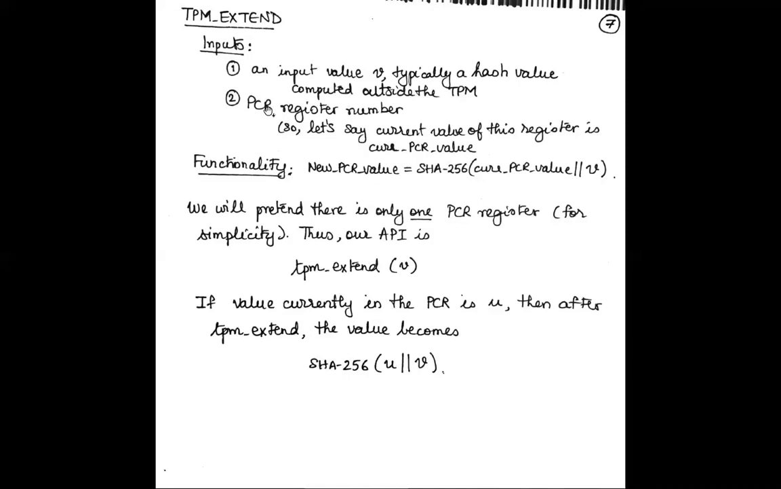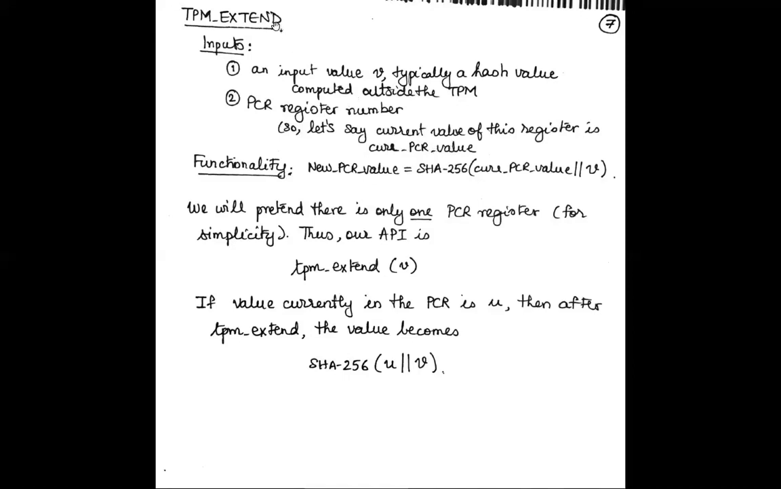And the second argument is a PCR register number. Again, we are only going to pretend that there is only one PCR, so you can assume that even this second argument does not exist. Let's assume that the value stored in the PCR at any given point in time is represented using cur PCR value, the current value of the PCR.